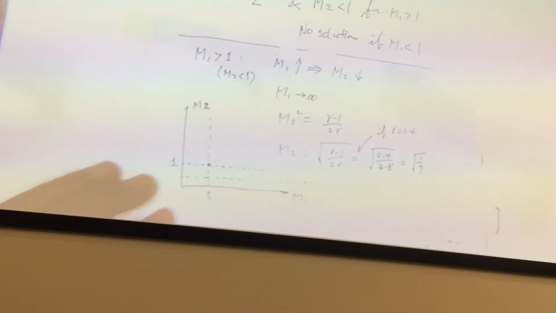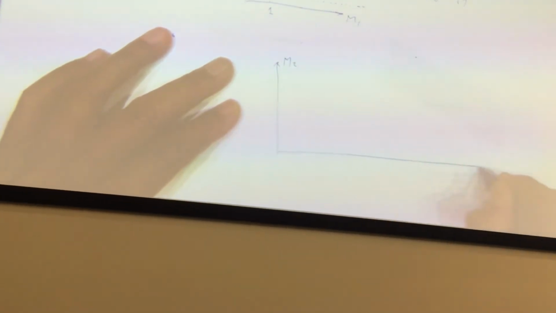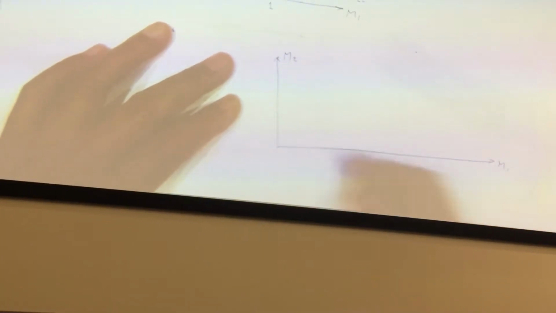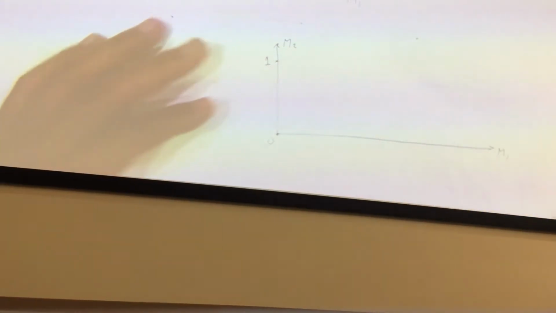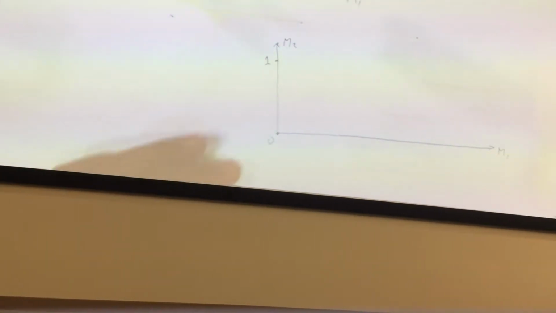Apparently, that's not a good way of drawing it, right? Because M2 can never be greater than 1. Why don't we draw it differently? So M2, M1, 0. Because your M2 can only be less than 1, why don't we draw it like this, right?